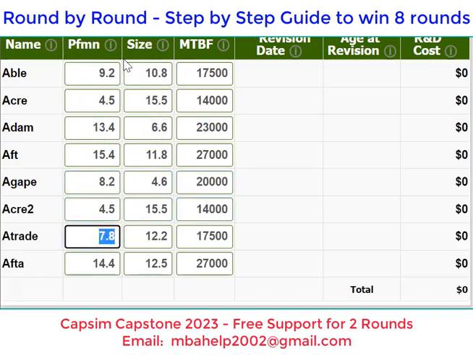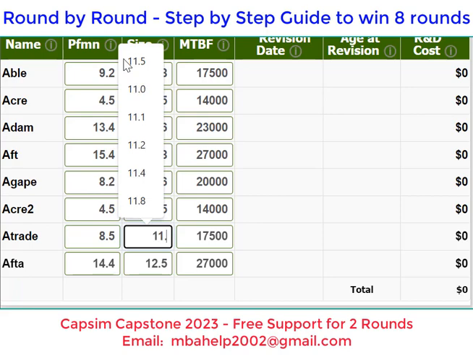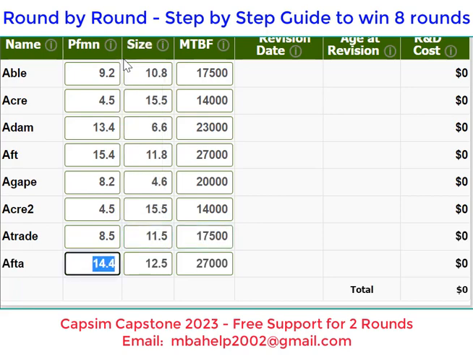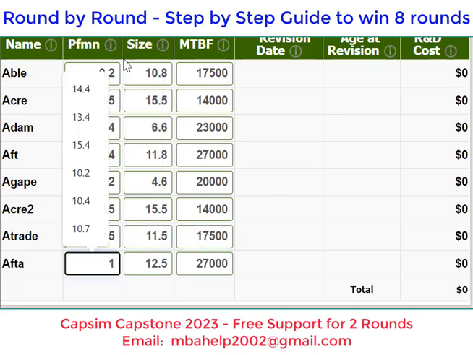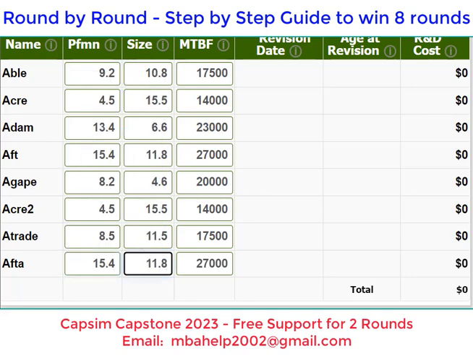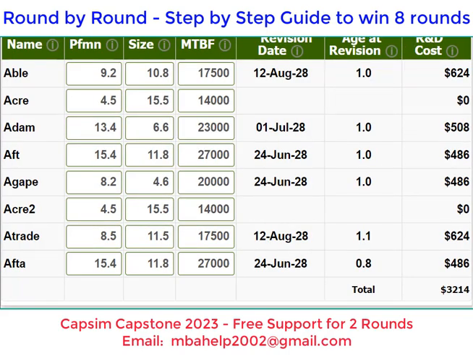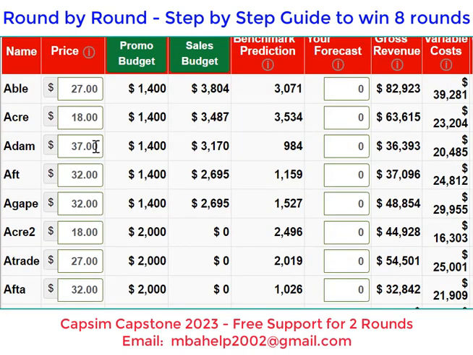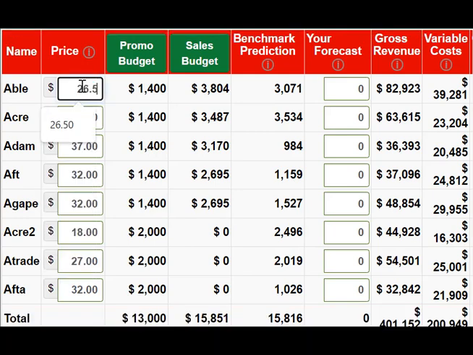For round 6, we are leading the game with top sales and profit, so just keep updating the product as usual. We have added 3 new products, so we have 8 products altogether. So you can check the revision date to make sure our product launches the same year of round 6.